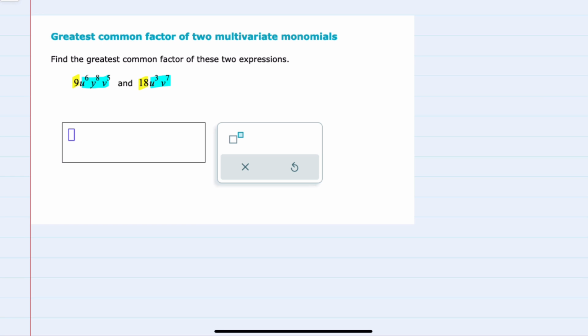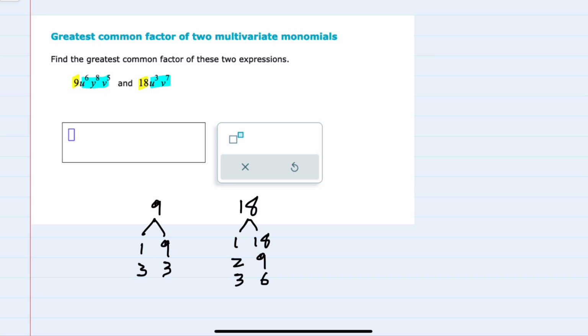So starting with those coefficients, I can find the greatest common factor between 9 and 18 the same way that I always have by listing out the factors. 1 and 9 multiply to be 9, or 3 and 3. 18 can be either 1 and 18, those are both factors. 2 and 9 are factors, or 3 and 6.